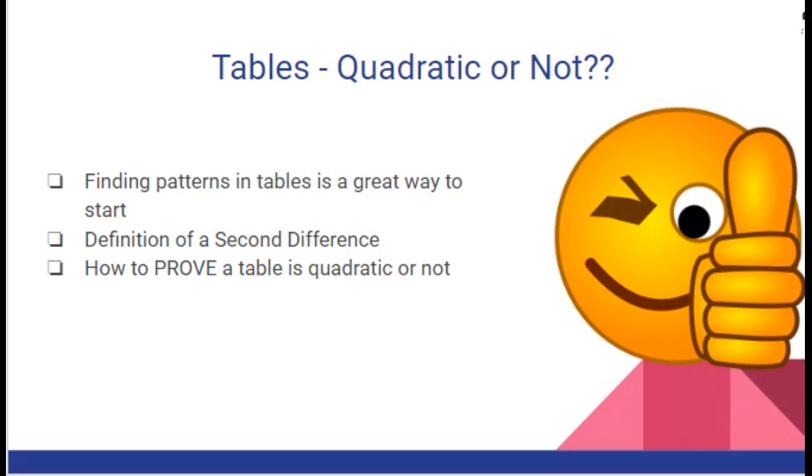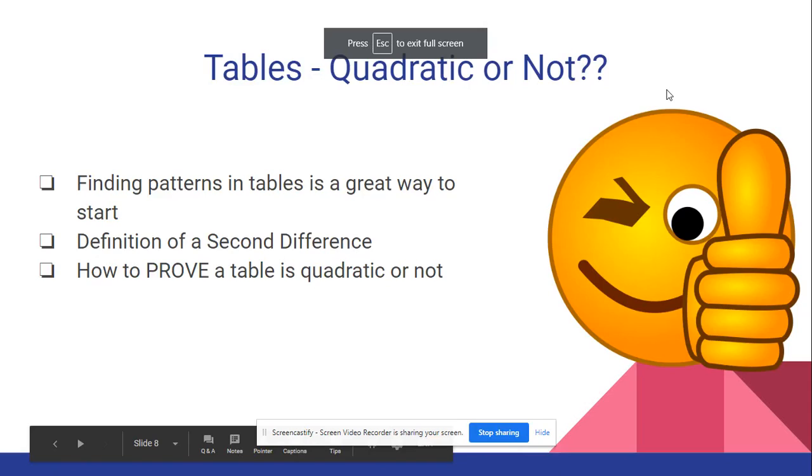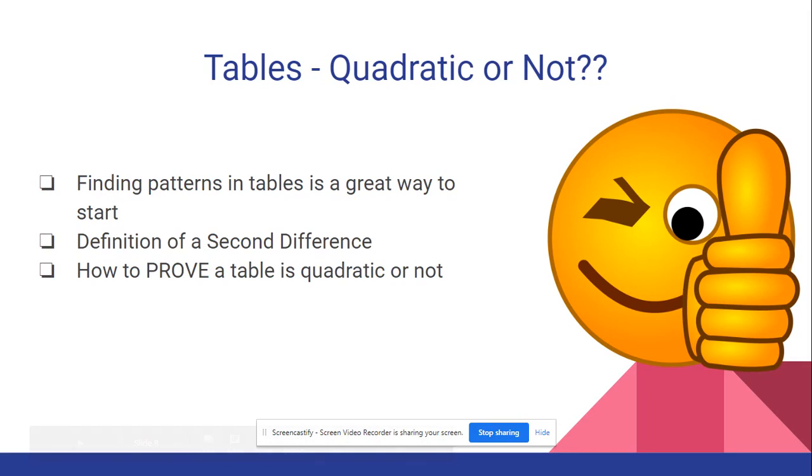So let's take a quick recap of what we've learned today. We looked at how finding patterns in a table is a great way to start. It helps you to see if there's symmetry. It helps you to get a feel for how the graph is doing, but it's not where you can end.